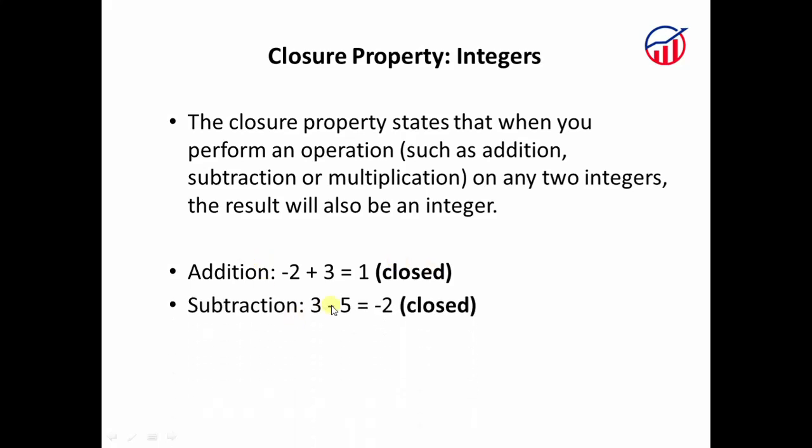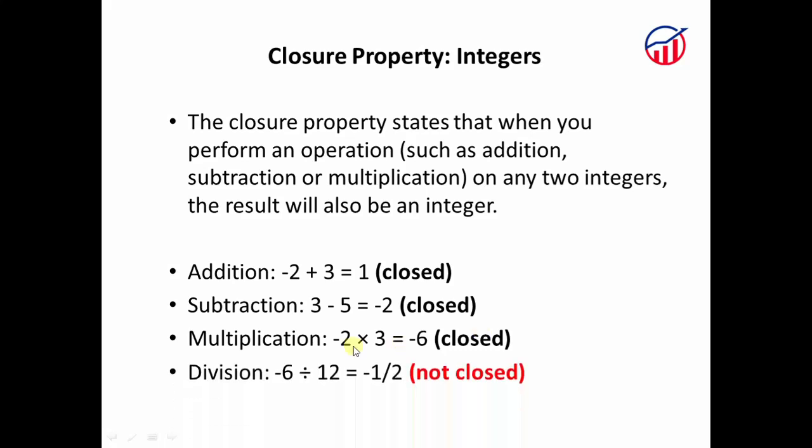For subtraction, we have taken 3 and minus 5. The result is negative 2, which is an integer, and hence we call this closed for subtraction. If you take multiplication, minus 2 into 3, it's negative 6. Again, it is an integer, so you call this closed for multiplication. Now in case of division, if you take minus 6 divided by 12, you get negative 1 upon 2, which is a rational number and not an integer, hence we call it not closed for division.